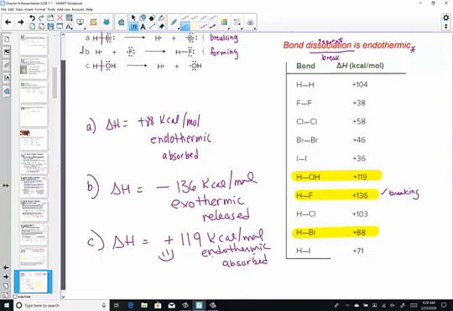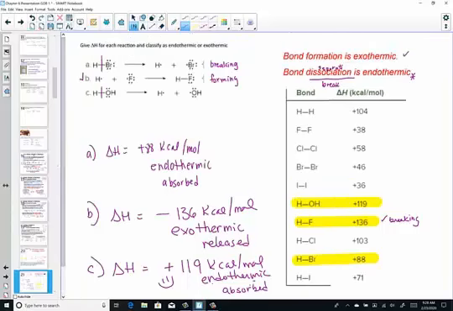A positive value is endothermic. Heat is being absorbed every time we dissociate a bond. Means to break it, we absorb heat energy. So breaking bonds, you know it's a positive value. Forming bonds, you know it's a negative value. That is correct.